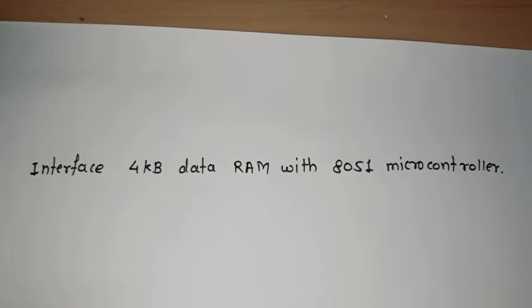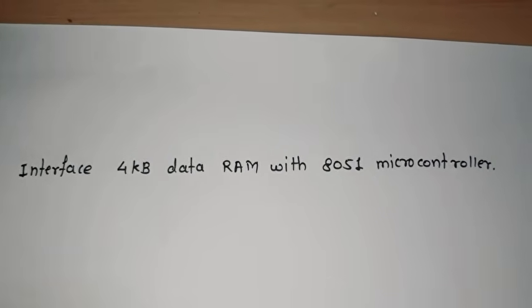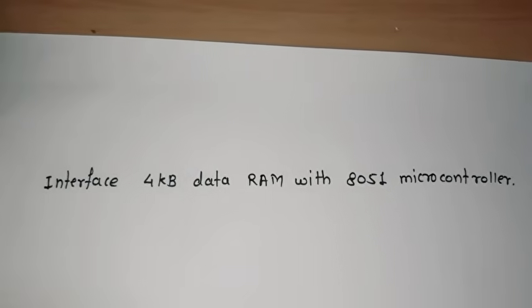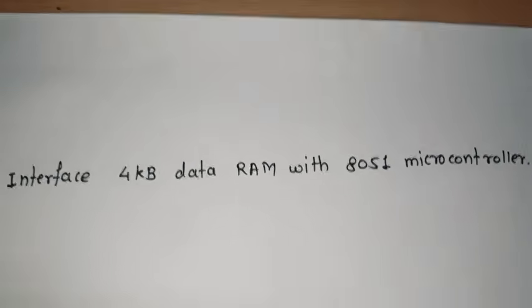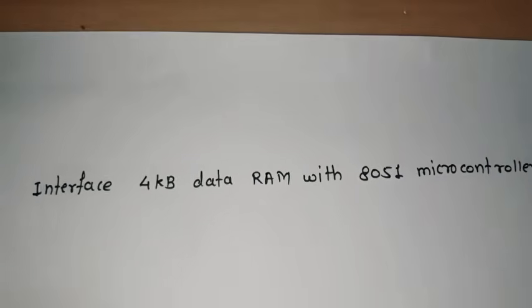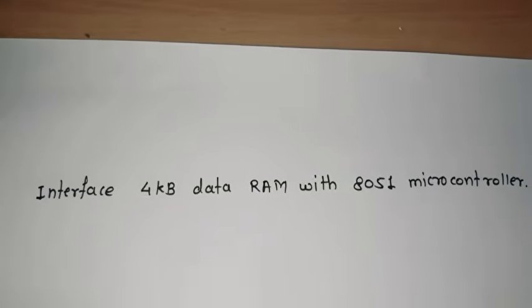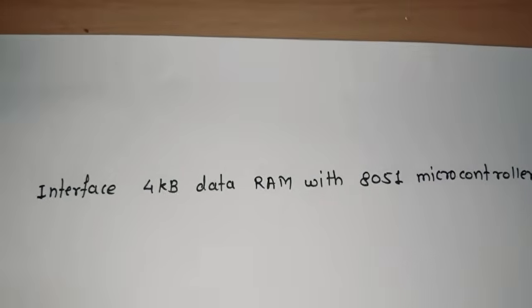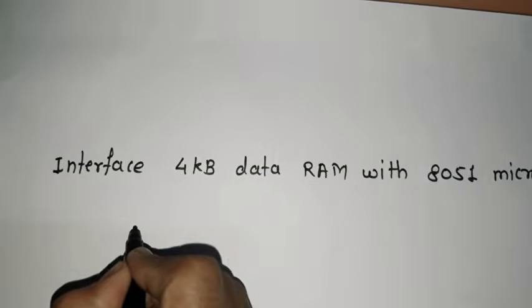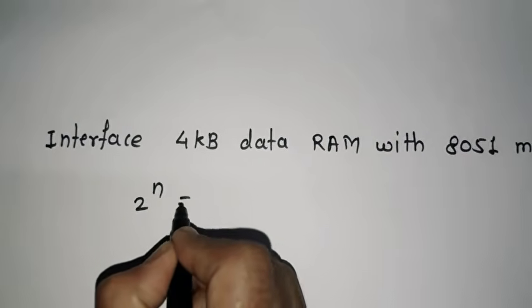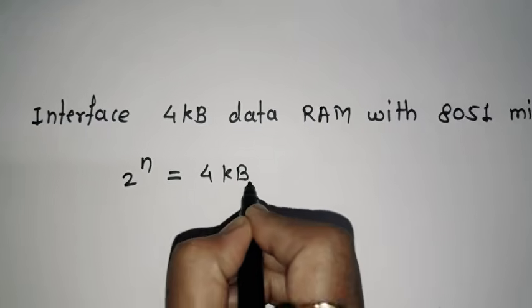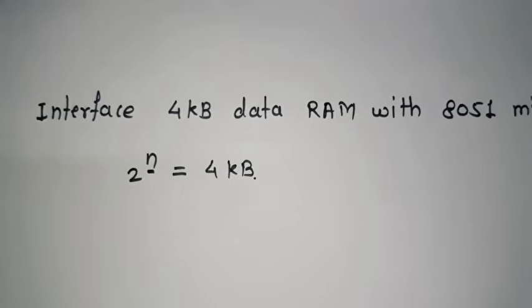Interface 4 kilobyte data RAM with 8051 microcontroller. Here we are interfacing 4 kilobyte RAM. So for 4 kilobyte, first we have to find out the number of address lines out of 16 address lines. By using this formula, 2 raised to n equals 4 kilobyte, first we have to find the value of n.